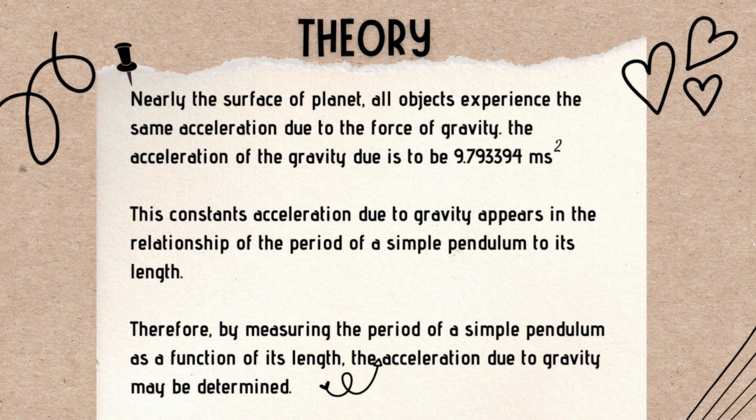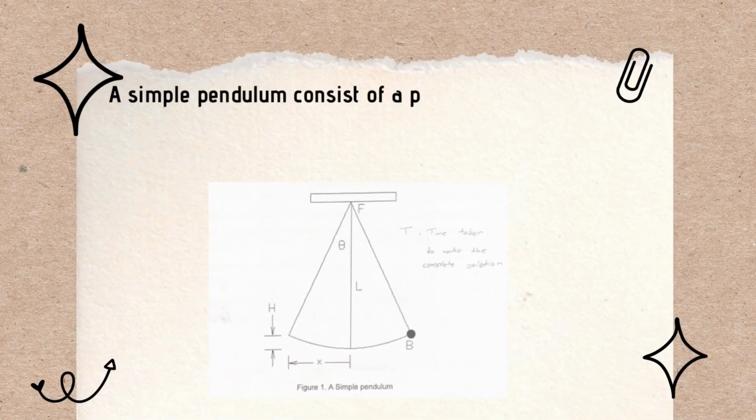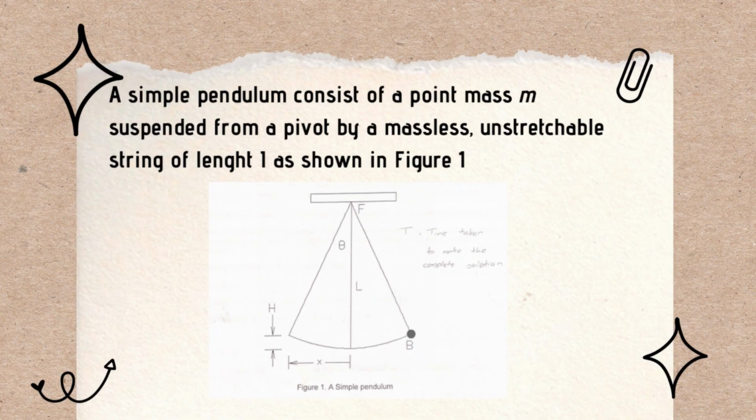This constant acceleration due to gravity appears in the relationship of the period of a simple pendulum to its length. Therefore, by measuring the period of a simple pendulum as a function of its length, the acceleration due to gravity may be determined. A simple pendulum consists of a point mass m suspended from a pivot by a massless, unstretchable string of length L, as shown in figure 1.